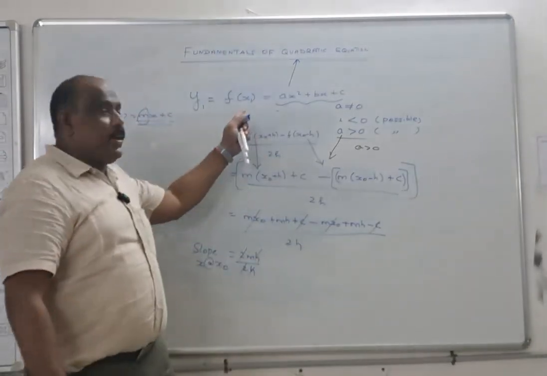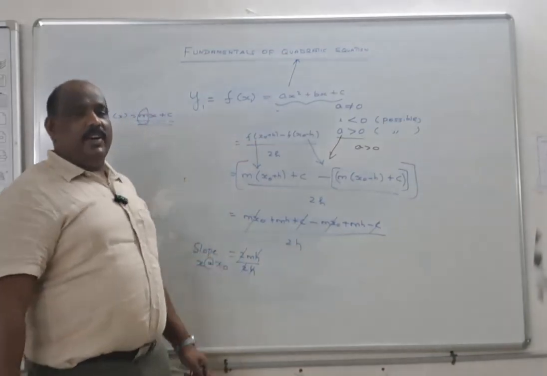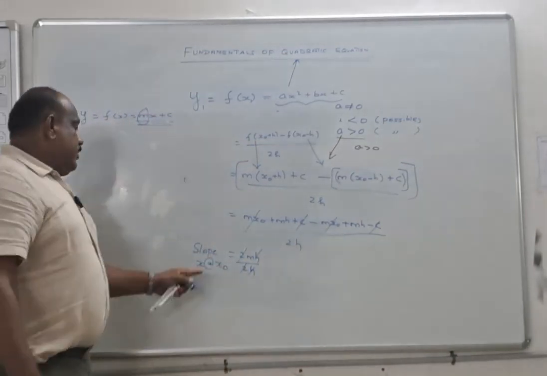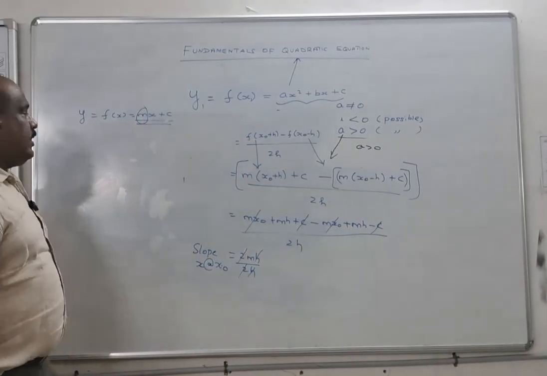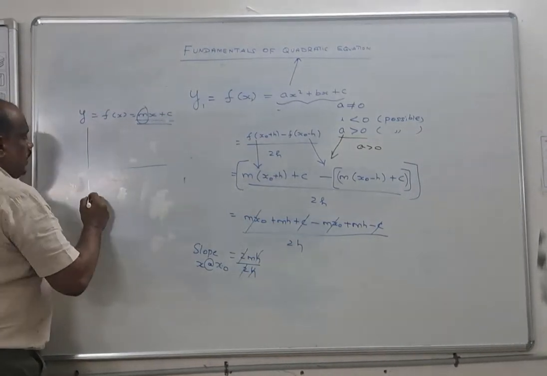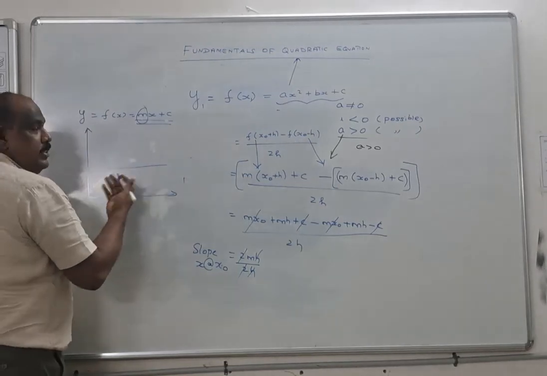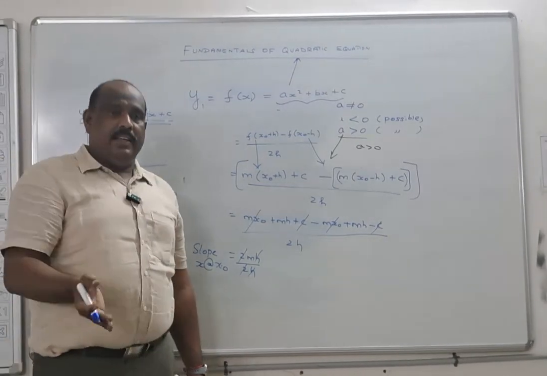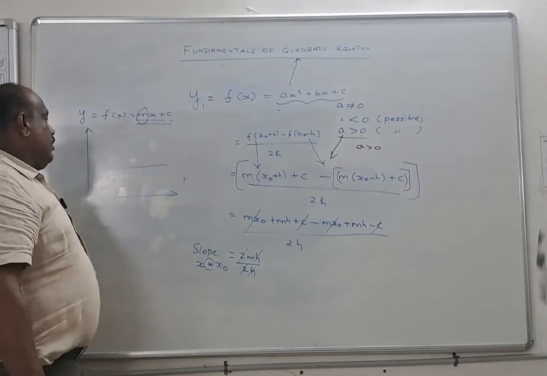Even though we started with quadratic equation, but finally we ended with what? The slope of the straight line, which is nothing but what? M. Which is nothing but what? M. So if I am going to have a straight line like this, horizontal line, now my slope is what? 0. Because there is no rise. So my m will become 0.